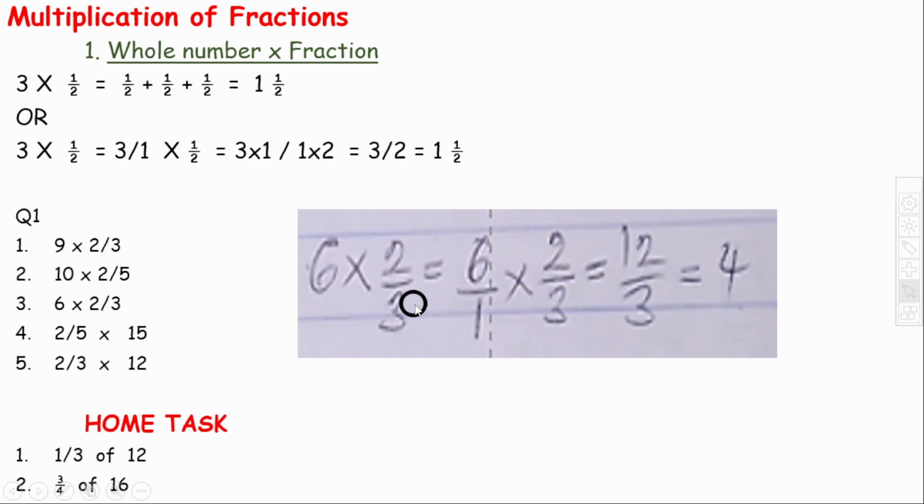6 times 2 all over 3. So first of all, convert this whole number into a fraction. It becomes 6 all over 1 times 2 all over 3. Multiply the numerators, 6 times 2, 12. Multiply the denominators, 3 times 1, 3. So it becomes 12 all over 3. 12 over 3 is equal to what? Is equal to 4. 12 divided by 3 is equal to 4. That's how we got the final answer.